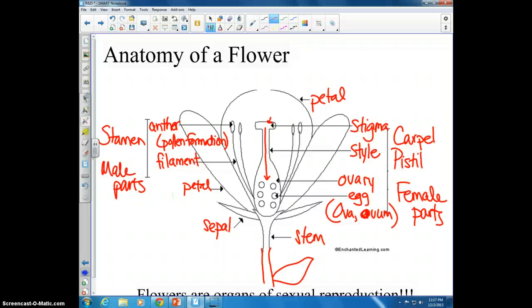Do you see that? Male parts, female parts. Therefore, we call it a perfect flower, because what could be more perfect than to be able to introduce genetic variety without having to go through the bother of finding a mate? Personally, I think that would be pretty awesome. So a perfect flower has both male and female parts.